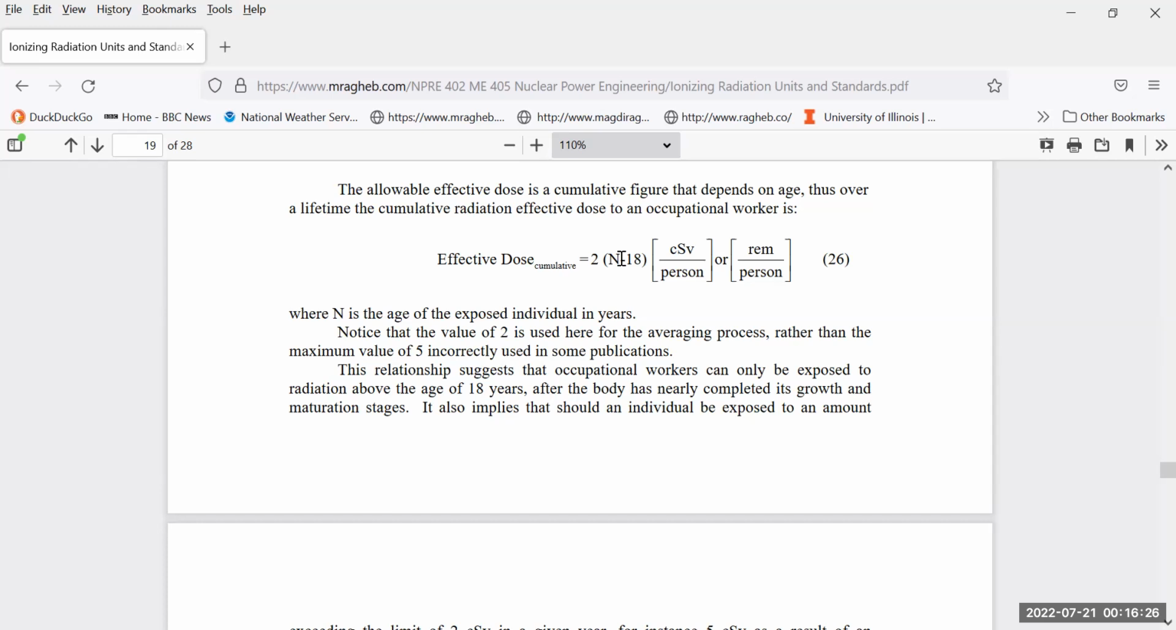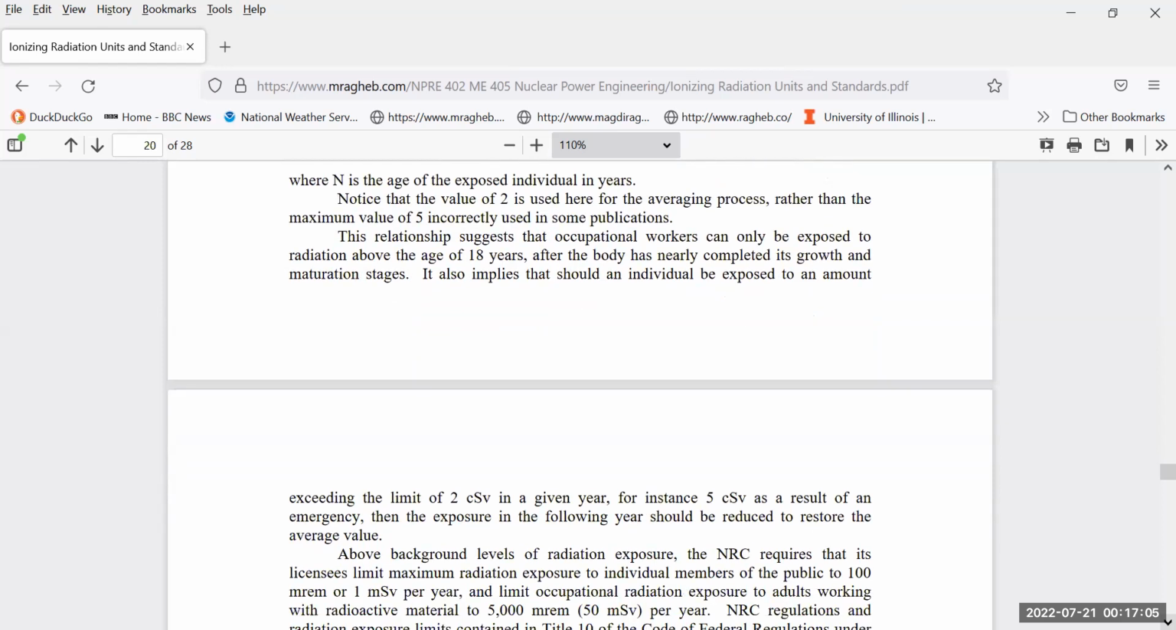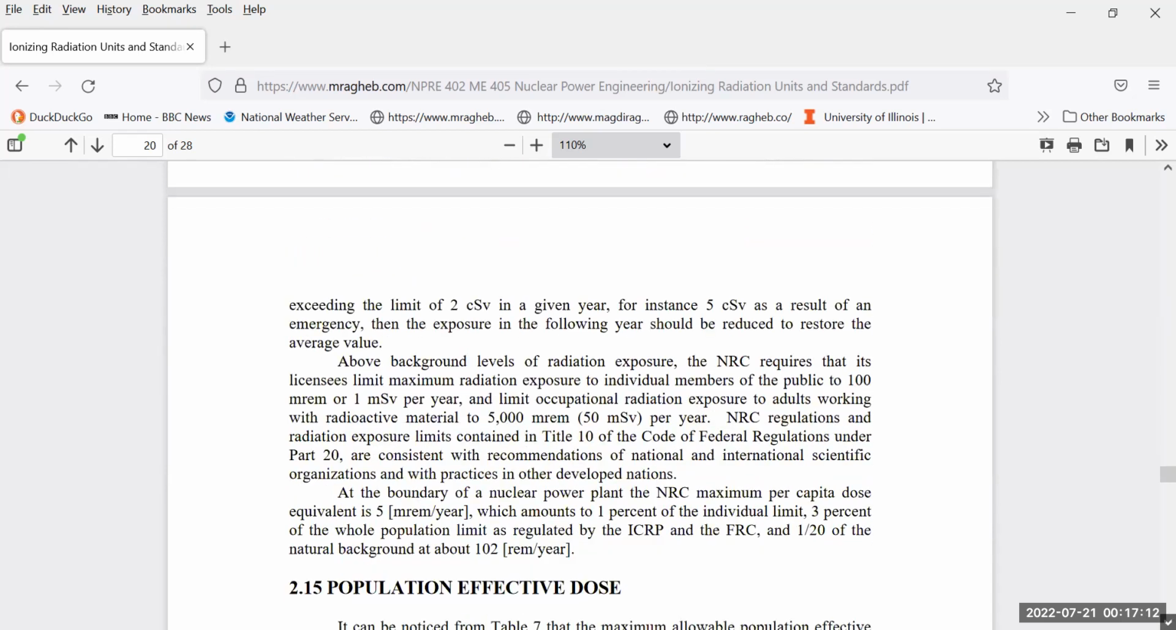So in addition, if you are age 19, averaged over 5 years, you have to say 28, and over 5 years you cannot receive a cumulative dose of more than 20 centisievert per person per year. So I repeat again and again, the value of 2 is used here for the averaging process rather than the 5 that is incorrectly used in some publications. Not all publications, most publications report it correctly, but some take the 5 value, whereas the ICRP tells us it should be the 2 value in general.